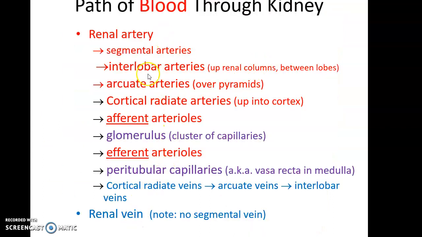Here is just again the list of vessels that will be utilized by blood flowing through the kidney. Renal artery to segmental arteries to interlobar arteries to arcuate arteries to cortical radiate arteries to afferent arterioles to the glomerulus, to the efferent arterioles, to the peritubular capillaries, and then cortical radiate veins, to arcuate veins, to interlobar veins, to renal veins.